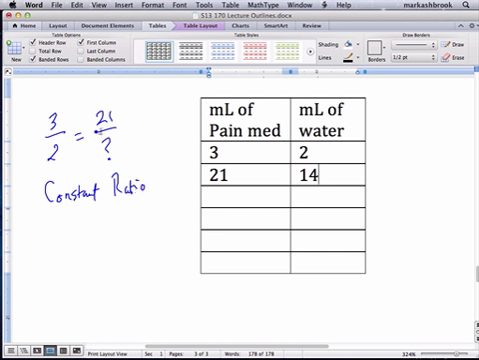So you just saw that 21. So someone thought of it a different way. You came up with 14, but your brain did something different. Tell me. Yeah. For the constant multiple, to get to 21, you multiply 3 by 7. So to get to 14, you multiply 2 by 7 also. Since we multiplied the pain medication by 7, to keep the right mixture, we've got to multiply the water by 7 too.